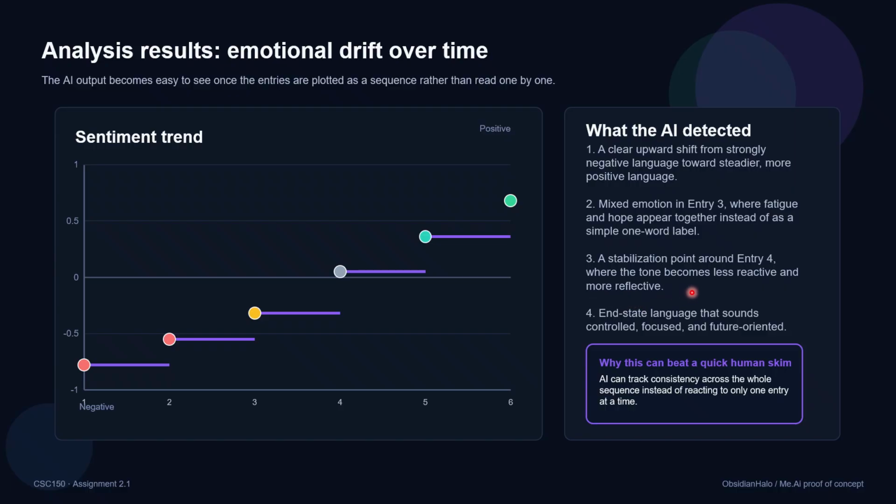Third, a stabilization point around entry 4 where the language becomes more reflective. And fourth, an end-state tone that sounds controlled, focused, and future-oriented. This is the part where AI can outperform a quick human skim because it tracks consistency across the whole sequence instead of reacting to only one entry at a time.